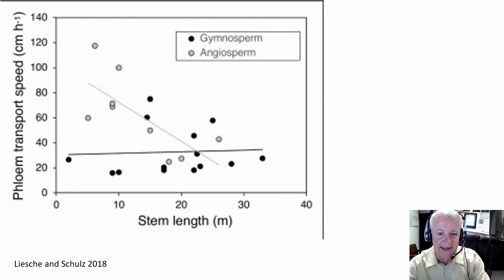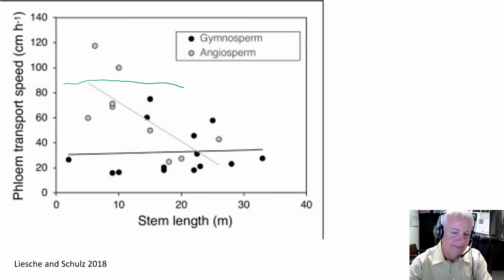One thing to think about is how rapidly do carbohydrates move in the phloem. Here's some data that looked at a number of angiosperm and gymnosperm species. And what you can see is that angiosperms in this review maybe had transport velocities around 80 to 100 centimeters per hour. So maybe a maximum transport velocity of around a meter per hour. Whereas gymnosperms tended to have slower transport velocities in their phloem, maybe 20 or 30 centimeters per hour.